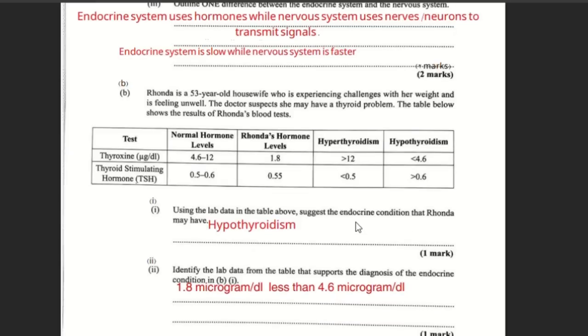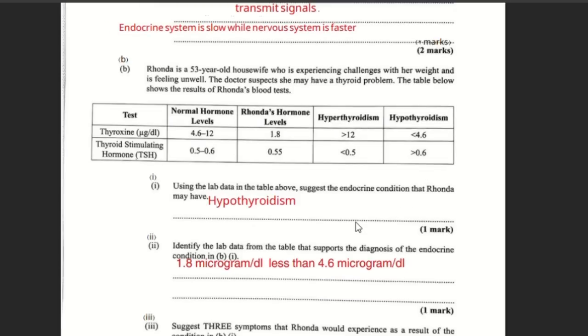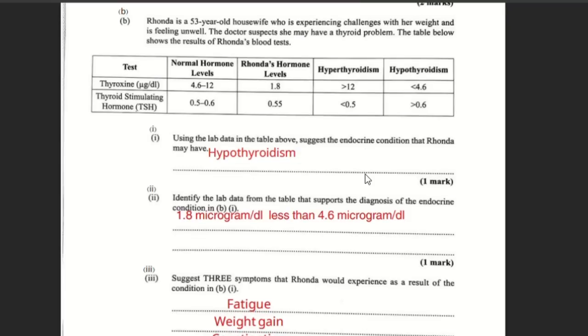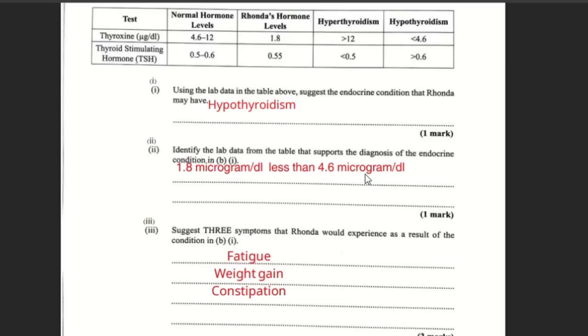So anyways, next question. Rhonda is a 53-year-old wife who is experiencing challenges with her weight and is feeling unwell. The doctor suspects she might have a thyroid problem. The table shows the results of Rhonda's blood tests. Based on the table, suggest the endocrine condition that Rhonda may have.